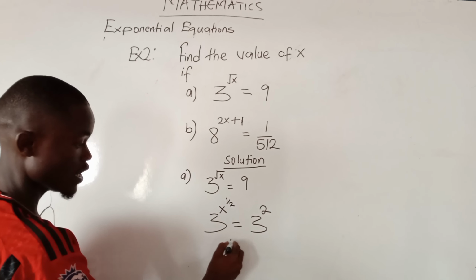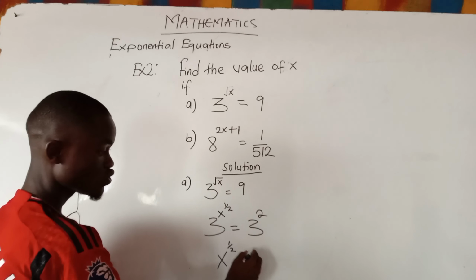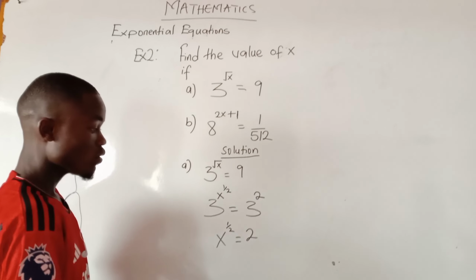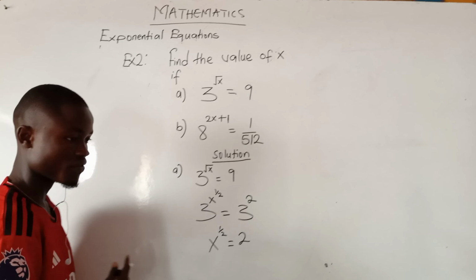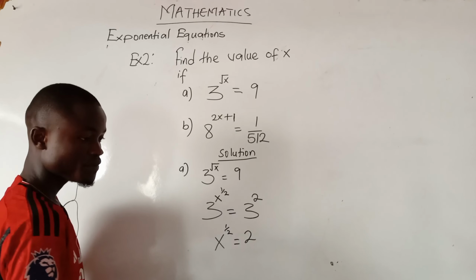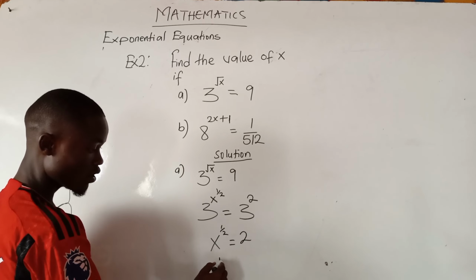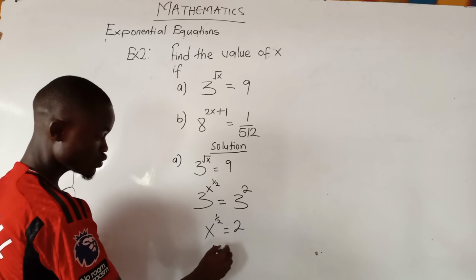Therefore, x raised to the power half equals 2. This and this one, equate the powers. So we are asked to find the value of x, not x raised to the power half. But here we say x raised to the power 1 upon 2 times 2.